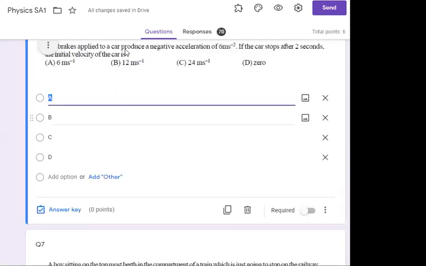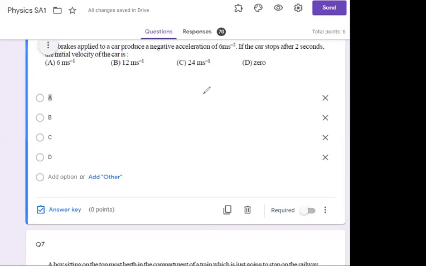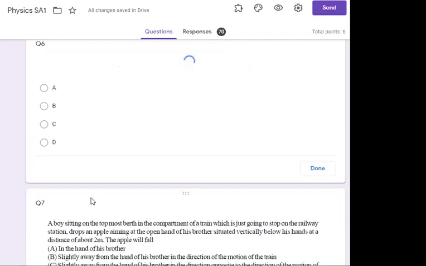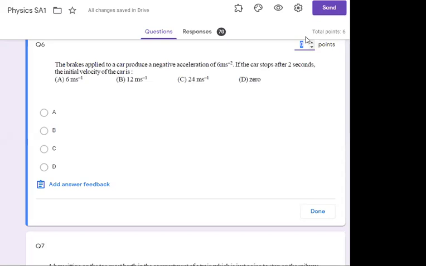Okay, the brakes applied to a car produces a negative acceleration of 6 meters per second square. The car stops after 2 seconds. The initial velocity of the car is, बताओ क्या है इसका answer, everyone? Tell me. Okay, so 12 people are saying 12. Okay, I hope all of you understood है ना. So easy. V is equal to U plus at लग रहा है यहाँ पे.